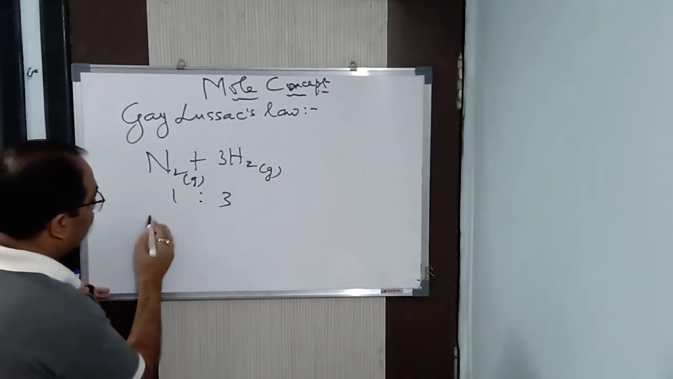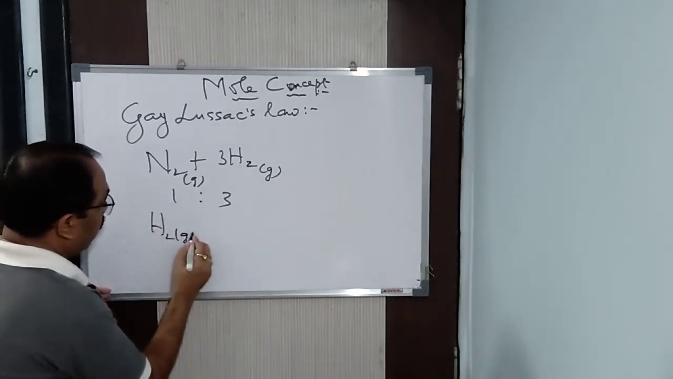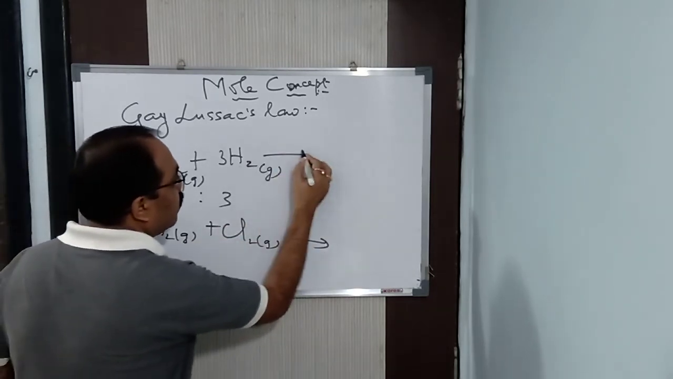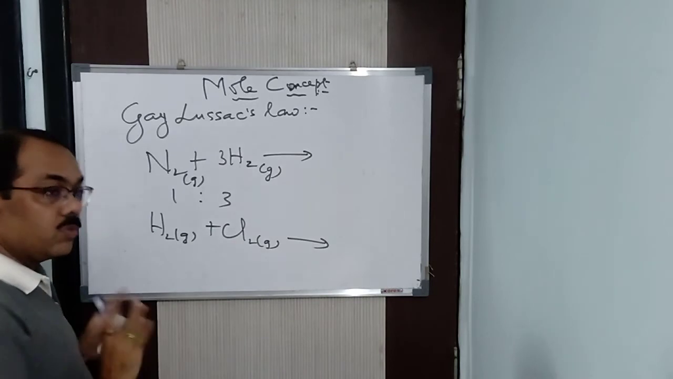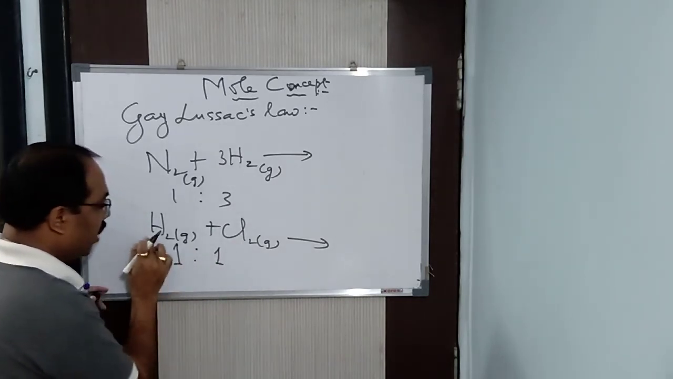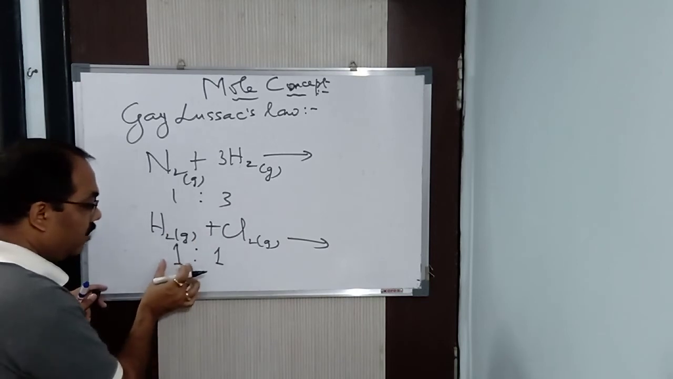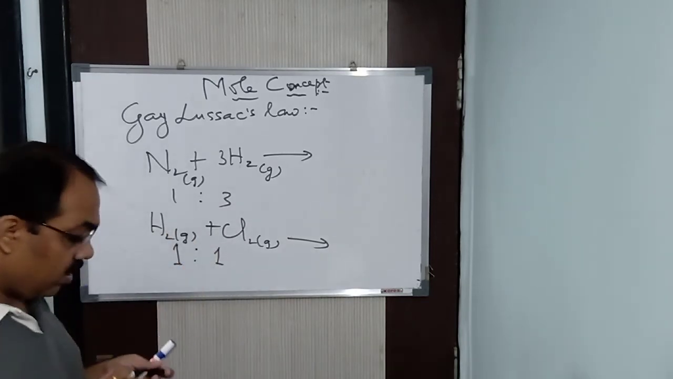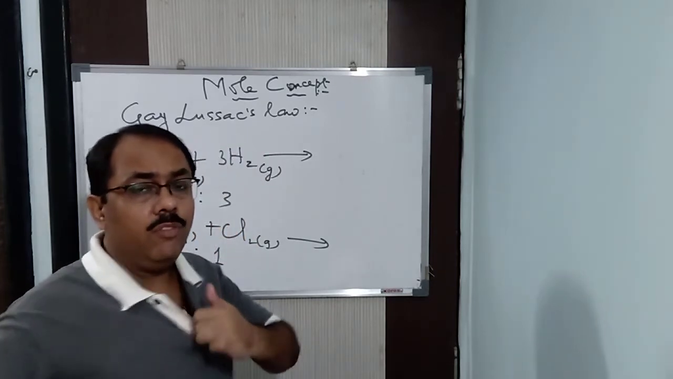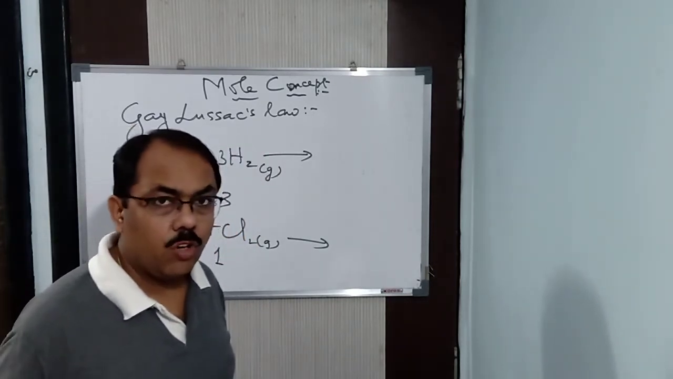For example, we can take another one: H2 gas plus Cl2 gas. When gases react, they do so in volumes always. What is the ratio here? 1:1. This is 1 volume, this is 1 volume. I am not saying mole because you have not studied it yet, so I am not using the word mole. When you study mole, we will use it. It is similar to volume only.